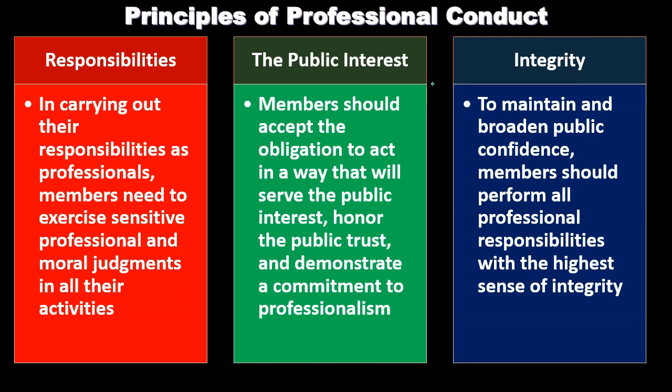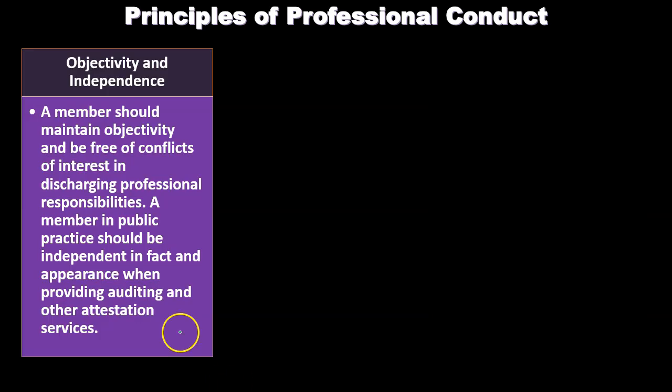To maintain and broaden public confidence, members should perform all professional responsibilities with the highest sense of integrity. Again, this is a general overarching principle for the profession. Objectivity and independence. A member should maintain objectivity and be free of conflicts of interest in discharging professional responsibilities. A member in public practice should be independent in fact and appearance when providing auditing and other attestation services. So notice within objectivity and independence, we have these rules of being independent in both fact and appearance.